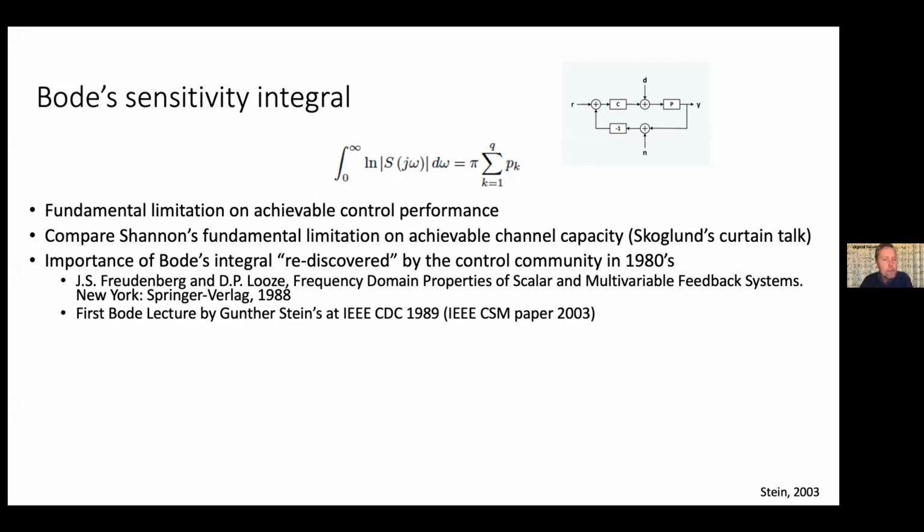Freudenberg and Looze, so Jim Freudenberg is at the University of Michigan, they wrote some papers in the early 80s and a very nice lecture note, Springer Verlag lecture notes in 88, where they derived some of these implications of the Bode sensitivity integral along the style I'm talking about here. These problems got very much publicity by the first Bode lecture. To give the Bode lecture is one of the nicest awards in the Control Systems Society. And the first one who gave a Bode lecture was Gunter Stein. He worked his career at Honeywell, where he worked on aircraft control systems. And I have quite some material from his work here.